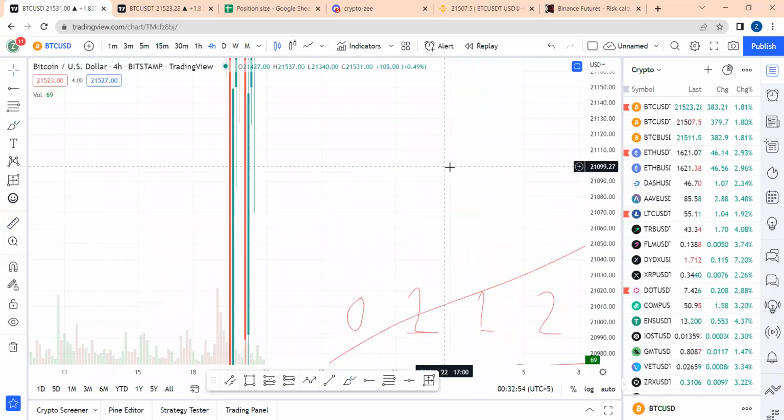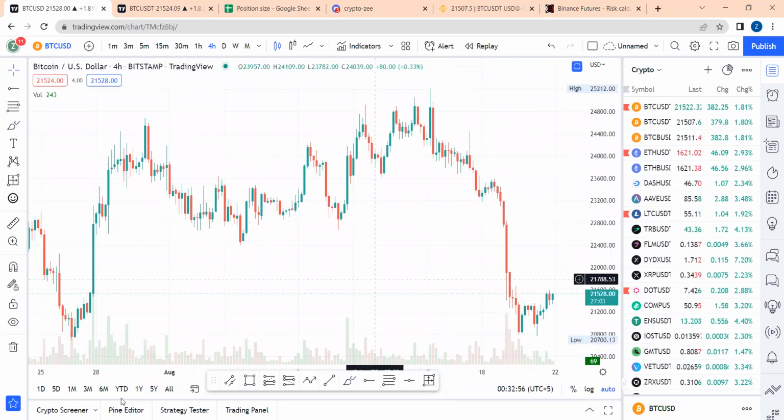I don't know what is happening. Let me just reset this and delete everything. Okay, so this is Fibonacci numbers. Here we have this Fibonacci tool. This is Fibonacci retracement. Let me show you how it works.